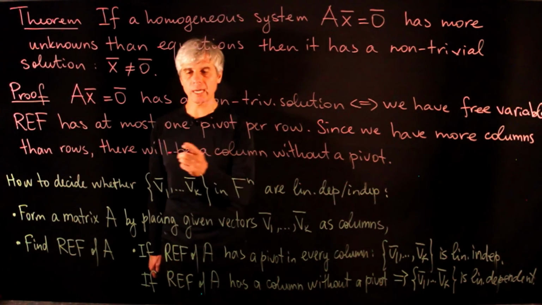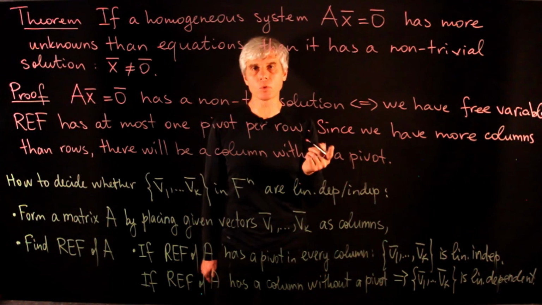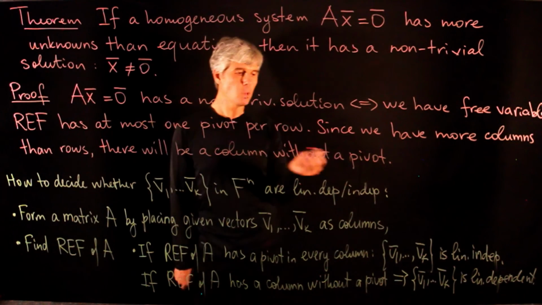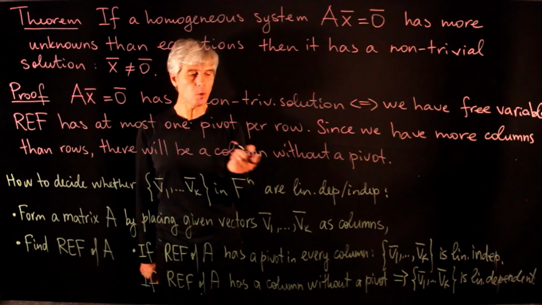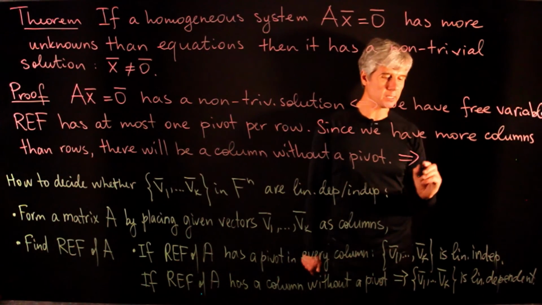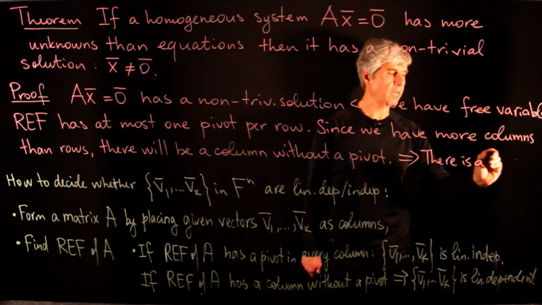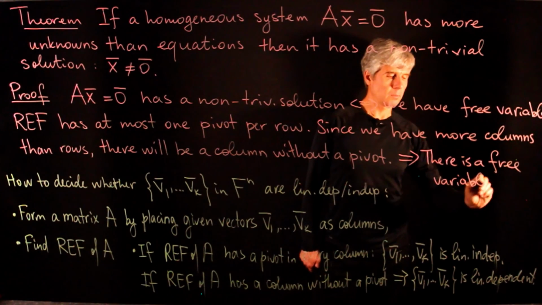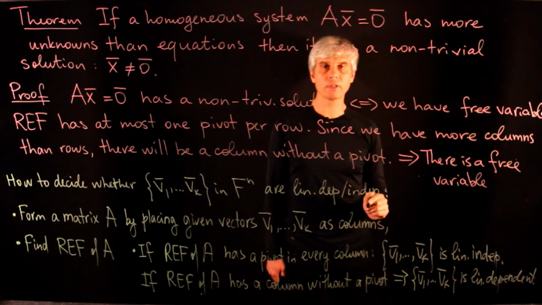Right? So the number of pivots can be at most the number of rows, because we can only have one pivot in a row. But then we have more columns than the number of rows. So this means that there will surely be a column without a pivot, and so this implies that there is a free variable. Right? Because a column without a pivot corresponds to a free variable.